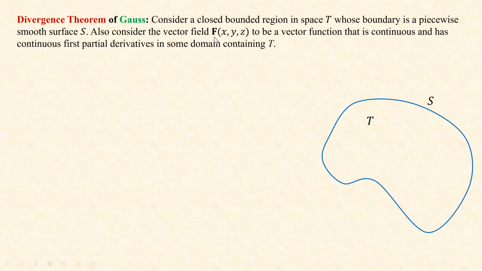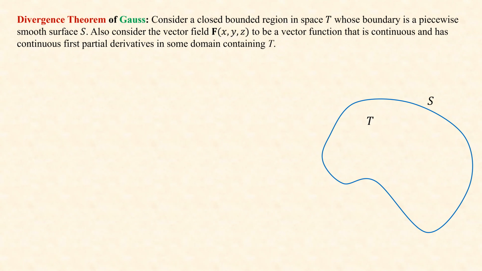Also consider the vector field F, a function of x, y, z, to be a vector function that is continuous and has continuous first partial derivatives in some domain containing T. That means there's a larger domain that has all of T in it. In that domain, F is continuous, and it has continuous partial derivatives.